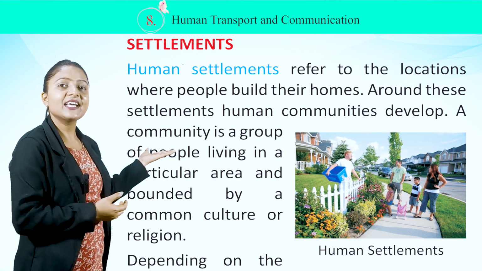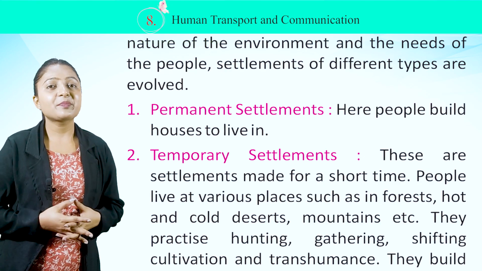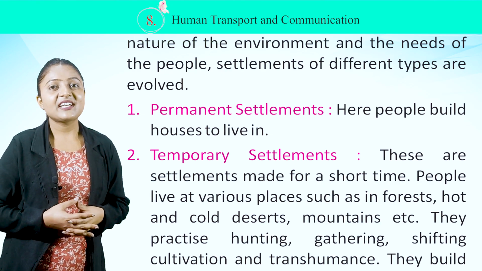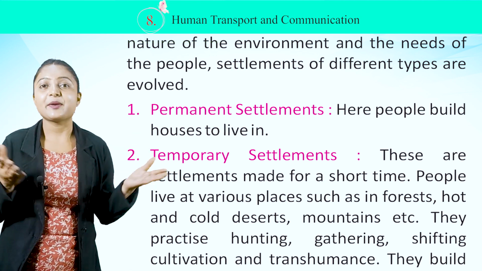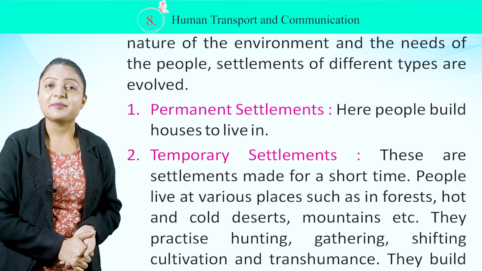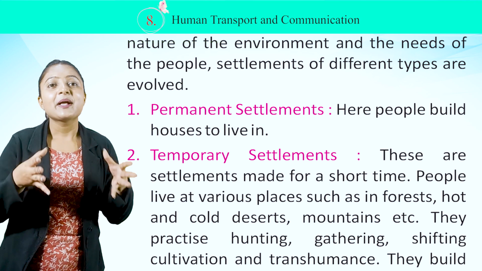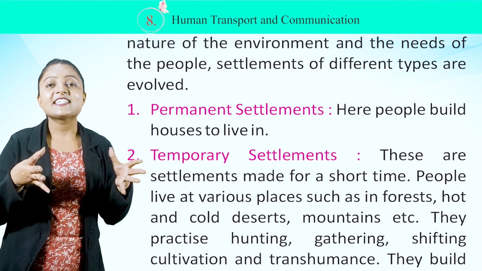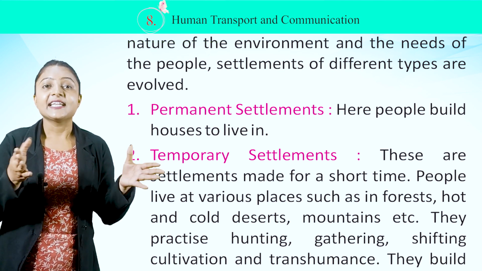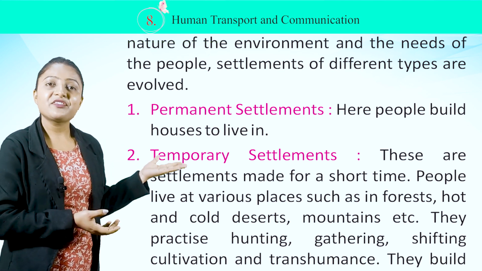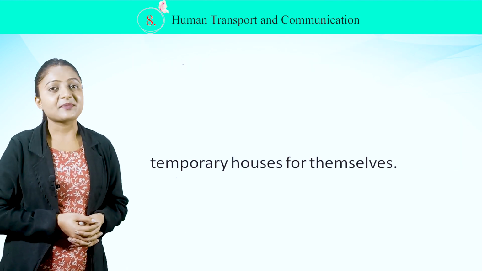In this picture, you can see a human settlement. Depending on the nature of the environment and the needs of the people, settlements of different types evolved. Number 1. Permanent settlements. Here people build houses to live in. Number 2. Temporary settlements. These are settlements made for a short time. People live at various places such as in forests, hot and cold deserts, mountains, etc. They practice hunting, gathering, shifting cultivation and transhumance. They build temporary houses for themselves.